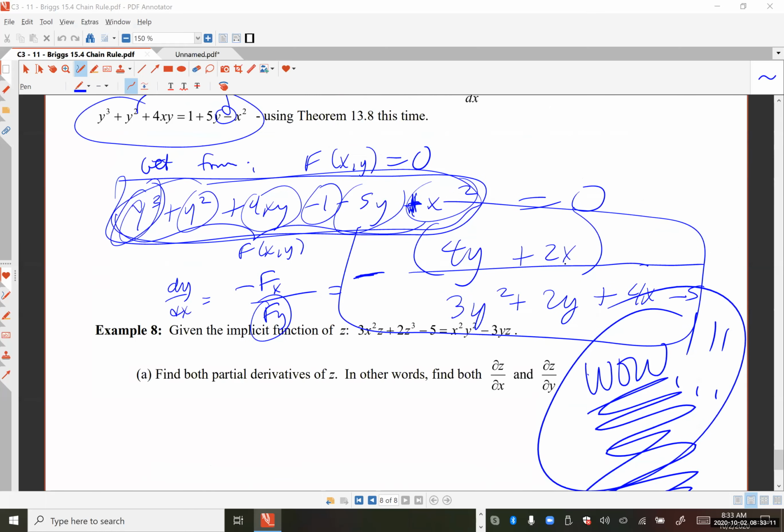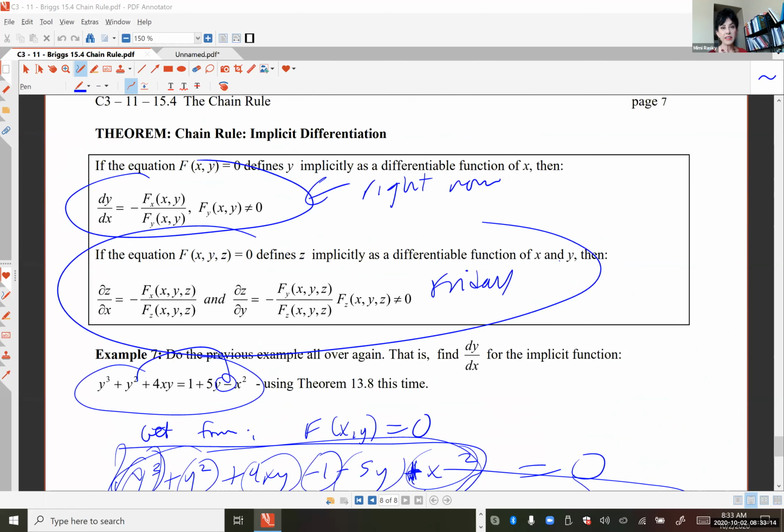Section 15.4. Last time, as an outcome of the chain rule, we did implicit differentiation. For an implicit function of two variables, you get everything on the left and 0 on the right, and then you're able to find the slope of the tangent line to the curve using this handy formula: negative big Fx over big Fy, where big F is defined as all the junk on one side.